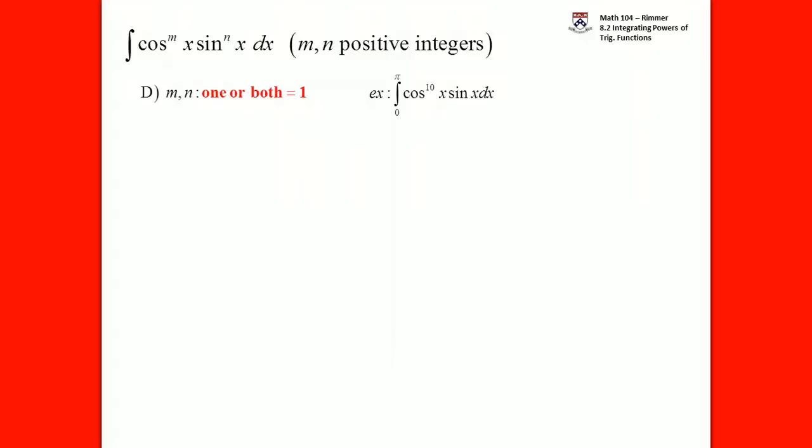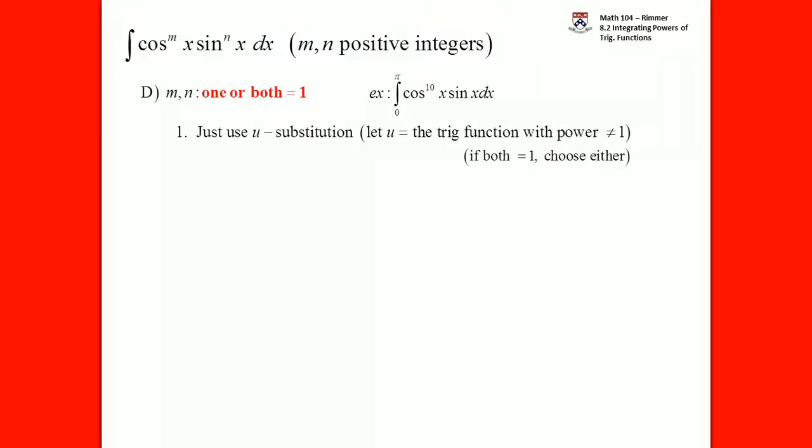Let U be the one that's to the power. Let U be cosine x. If they're both 1, I don't care, choose one. Let U be cosine x. So the other part is there to be du. Well, not exactly du. Negative du. But so what? And we're looking at u to the 10th times negative du, which is u to the 11th over 11, with the negative out there. And you're done. Trade it back in for what u was.